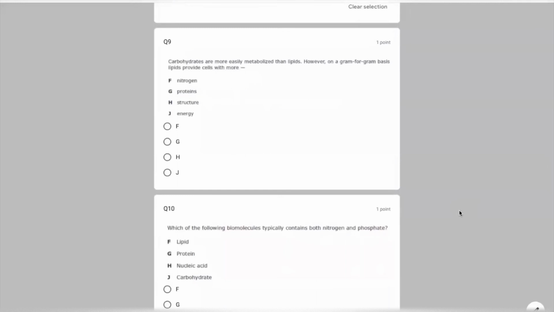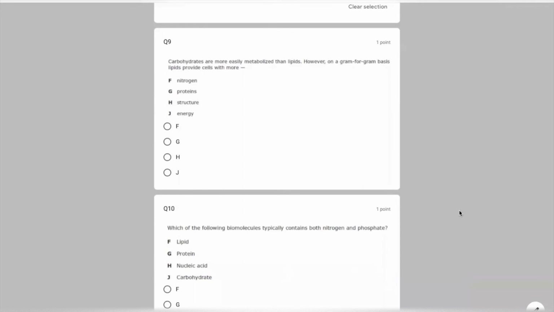Carbohydrates are more easily metabolized than lipids. However, on a gram for gram basis, lipids provide cells with more. Carbs are a great source of quick energy that you need immediately. That's why it's the type of energy that you would use in like a 20-second run. And then a lipid is a better source of energy because it can last you for much longer.